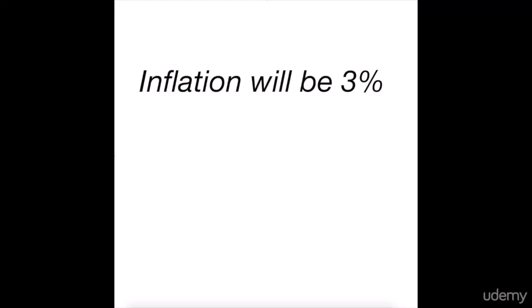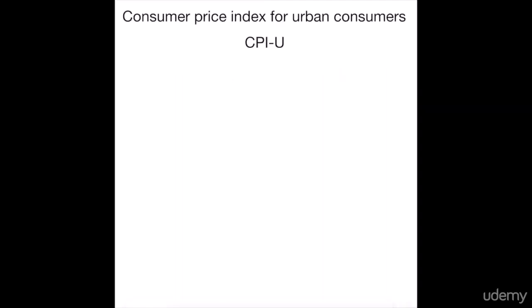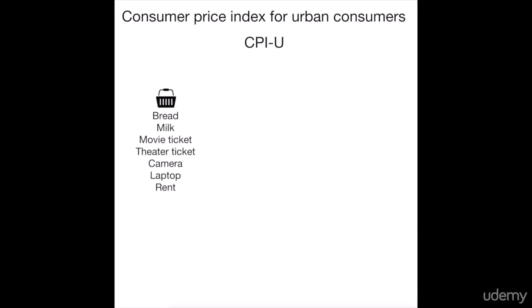Big headline in the newspaper: inflation will be 3%. Well, how do they get to that 3%? How do they calculate it? There's such a thing as the Consumer Price Index for urban consumers. That's a mouthful. In short, it is the CPIU. What happens is that a basket will be filled full with goods and services.